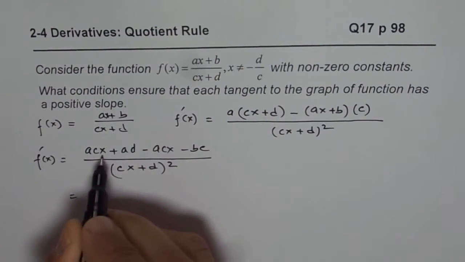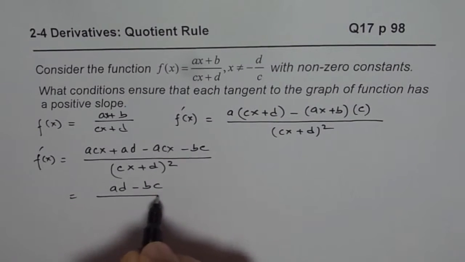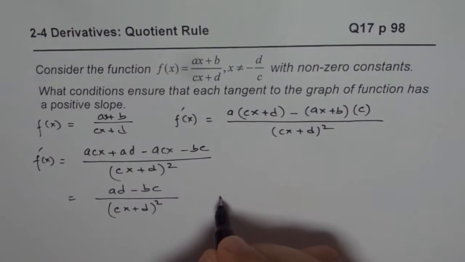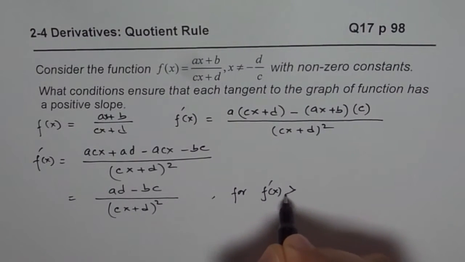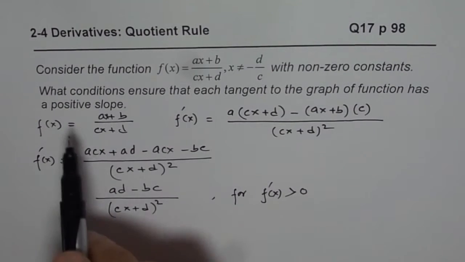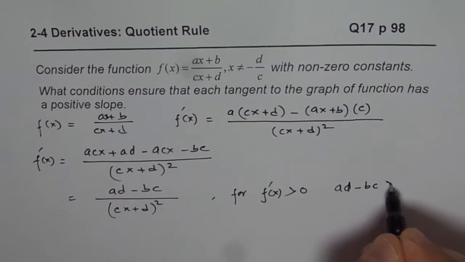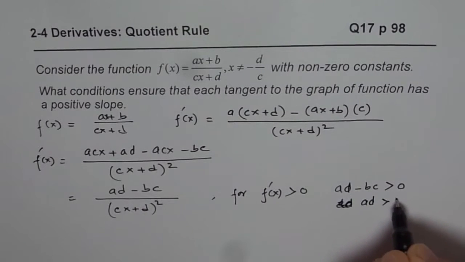Now the numerator acx cancels, so we get (ad minus bc) divided by (cx + d) whole square. As you can see, the denominator is always positive. Now from here we can say for f dash x to be greater than 0, that means positive slope, ad minus bc should be greater than 0, or ad should be greater than bc, right?